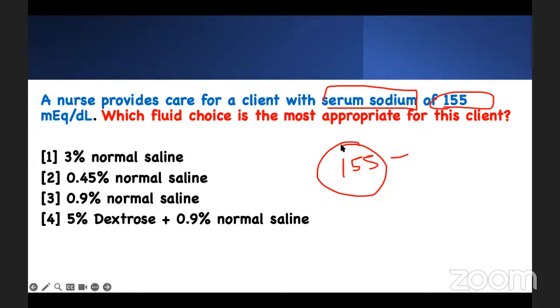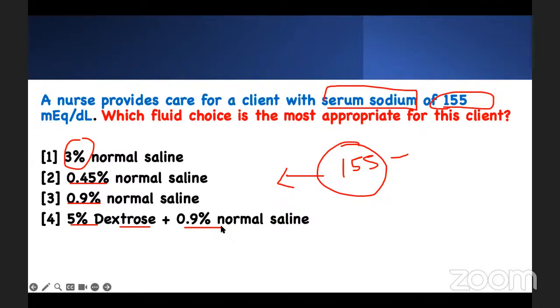The test taking strategy: you know that, I don't know why you would go up. It's already up. Do you want to go up? No, don't go up. So even if I don't know this answer, I'm going to choose something that will bring me down. I know it's 155. I got to go down. Then you look at the answers: 3% sodium, half normal saline, 0.9%, D5 dextrose, and 0.9%. Which one is making you go down?